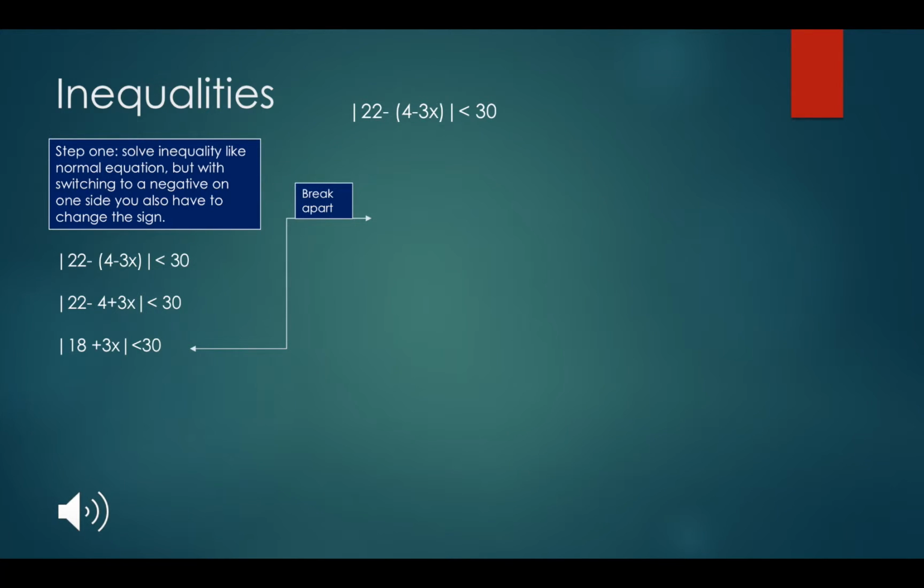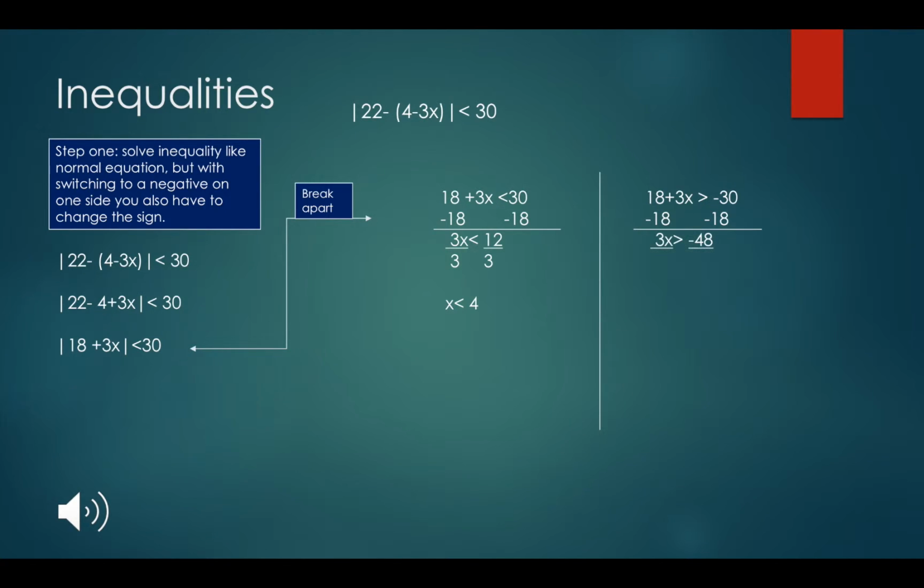Then you break it apart, and you get 18 plus 3x is less than 30. And on the other side, you get 18 plus 3x is greater than -30. So you have to change the inequality sign on one side. Then we subtract 18, and you get 3x is less than 12, and then you divide by 3, and you get x is less than 4. On the other side, you subtract 18, and you get 3x is greater than -48, and then divide by 3, and you get x is greater than -16.